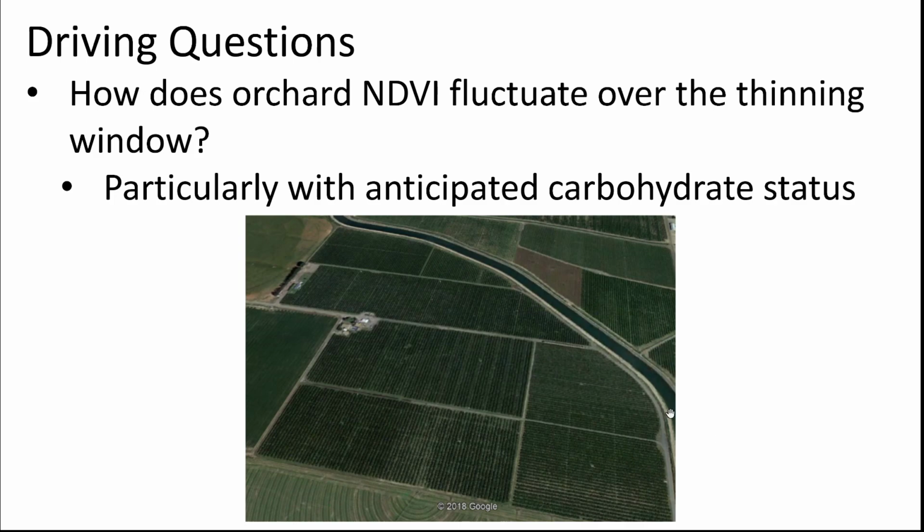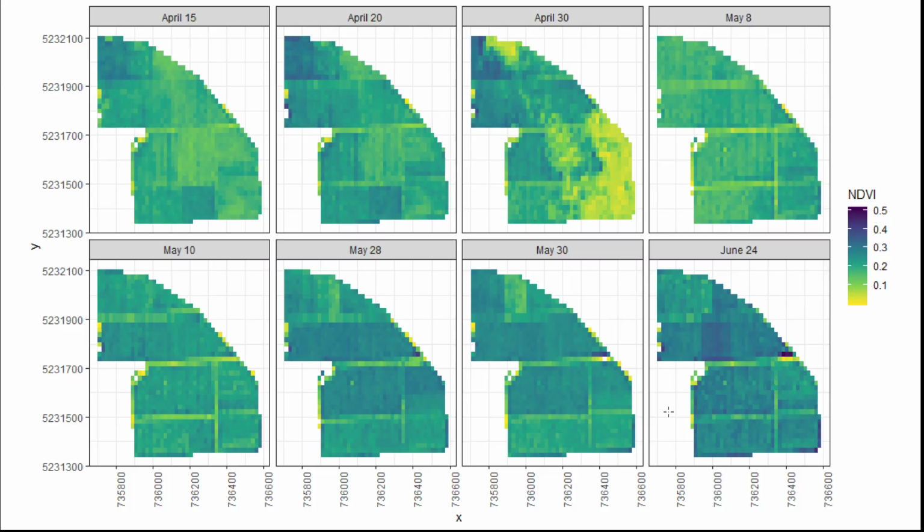This is the orchard that was used for the analysis. It's in Quincy, Washington, and it looks like there's quite a few different plots, and it's a fairly big orchard. This is the raster data that I downloaded from Earth Explorer for 8 days from this period.